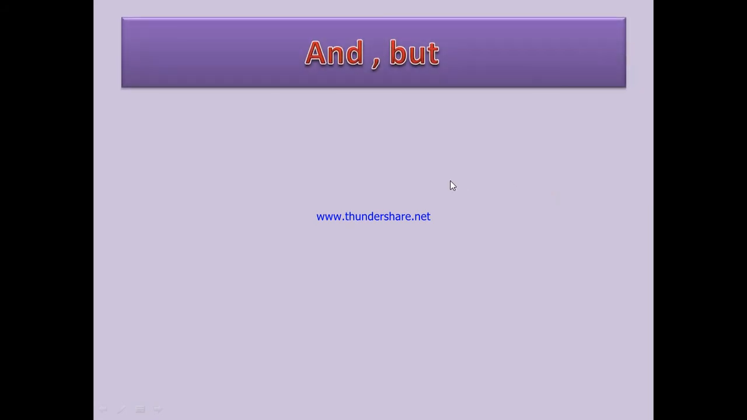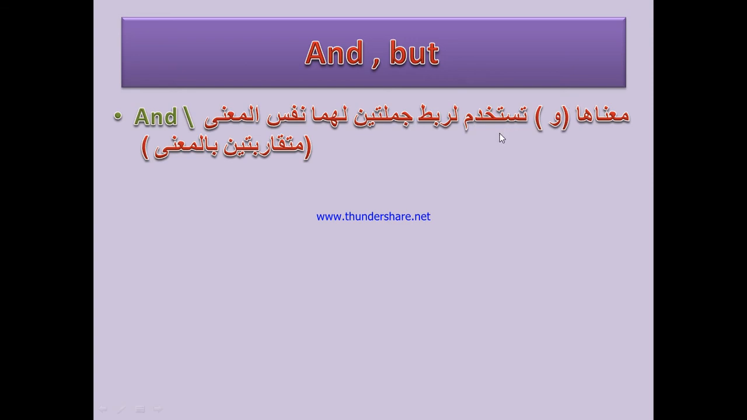Now we go to something very important. It's grammar. And and but. What's the meaning of and? And means و. But means لكن. And, معناها و, تستخدم لربط جملتين لها نفس المعنى، يعني متقاربتين بالمعنى. It is used to connect two sentences that have the same meaning. The same meaning, متقاربتين بالمعنى.